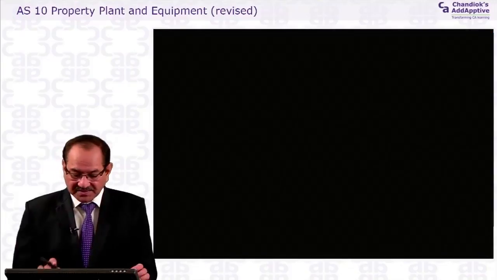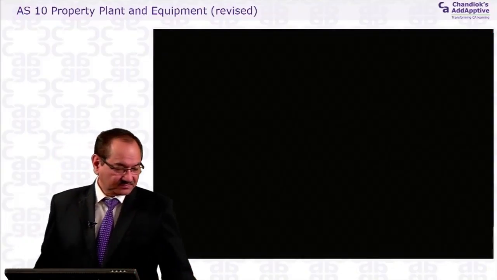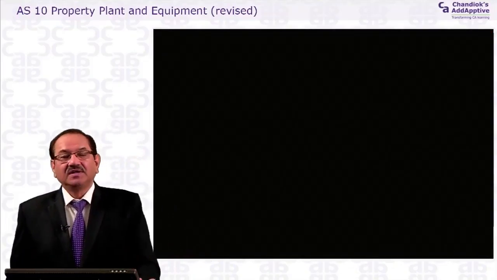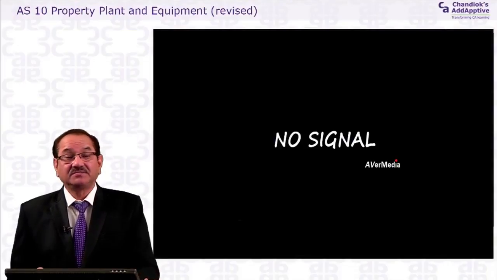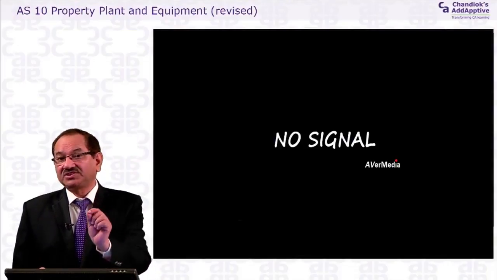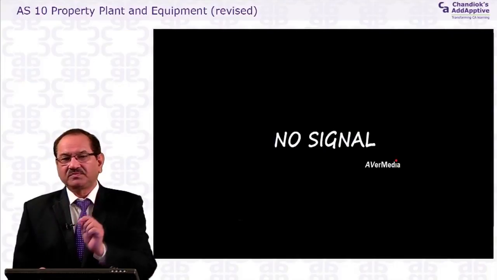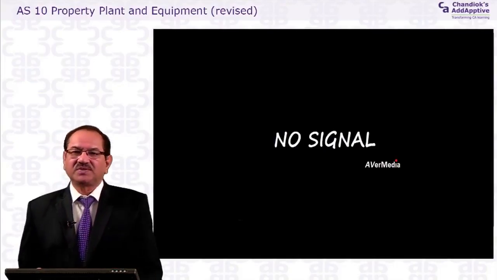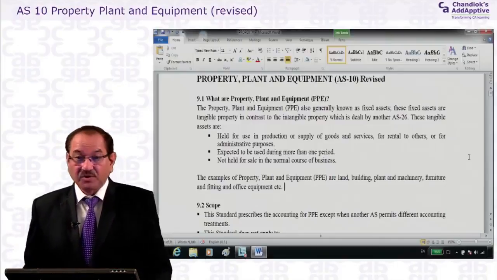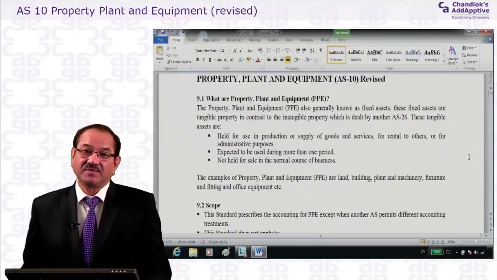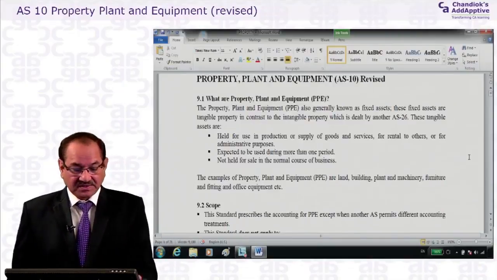Maybe a little bit of addition may be there, but not very much. Maybe just 1 or 2% additions are there, because the earlier IAS 10 may not have covered those points.